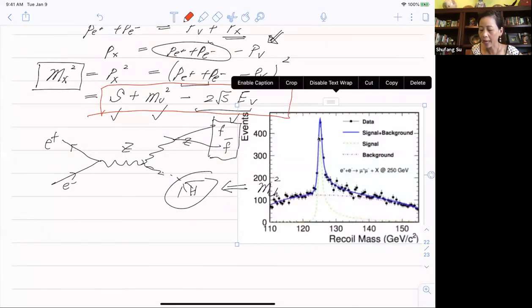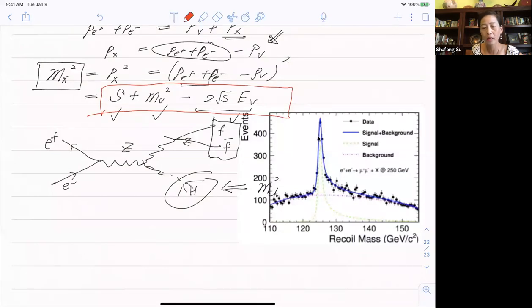Okay, so the x-axis is the recoil mass and the y-axis is just the usual event distribution. This particular one is e+ e- goes to mu+ mu- plus X, okay? Given the mu+ mu-, I can measure the muon momentum very well, so I use this equation to reconstruct the so-called recoil mass. You can see that it's basically peaked at 125 GeV, which indicates you have a new particle being produced.